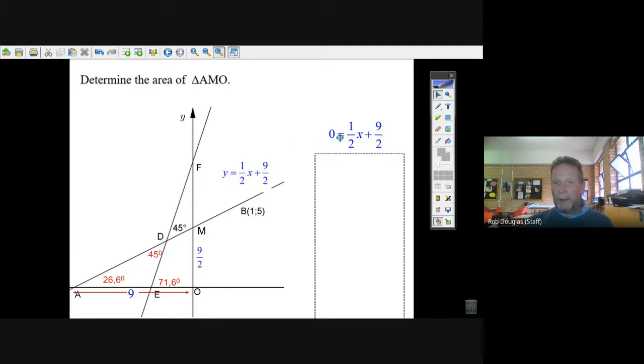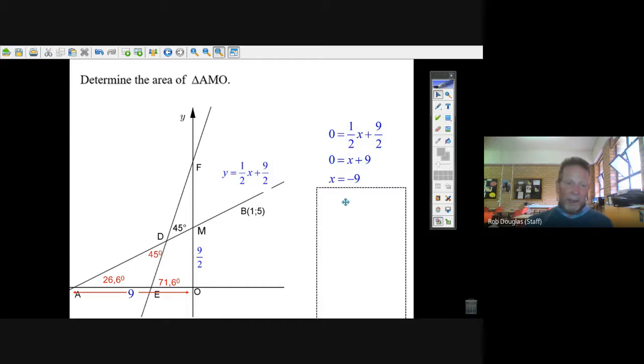Now, if I multiply everything by 2, this equation is going to get a lot easier. It's just going to be x plus 9, and 0 times 2 is 0. Now I subtract 9 from both sides. Hey, that coordinate is -9. So -9 and 0 are the coordinates. But what's the distance? If it's -9, I must have gone 9 to the left.